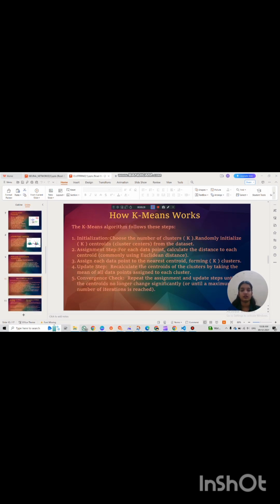How does K-means clustering work? The k-means clustering algorithm follows the following steps. Number 1, initialization. Choose the number of clusters, randomly initialize centroids from the dataset. Number 2, assignment step. For each data point, calculate the distance to each centroid. Number 3, assign each data point to the nearest centroid, forming clusters. Number 4, update step. Recalculate the centroid of each cluster by taking the mean of all data points assigned to each cluster. Number 5, convergence check. Repeat the assignment and update steps until the centroids no longer change significantly.